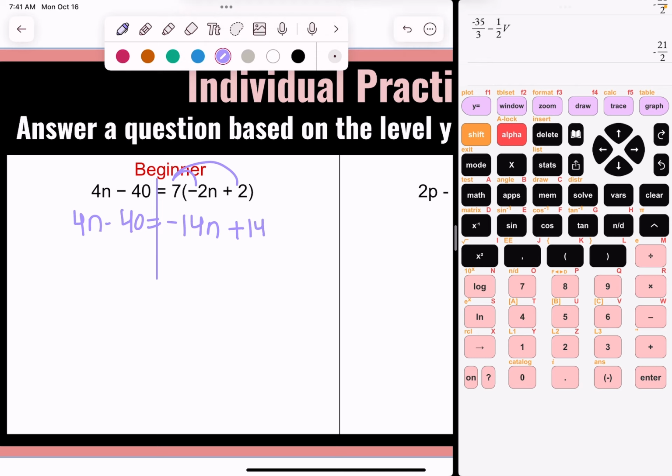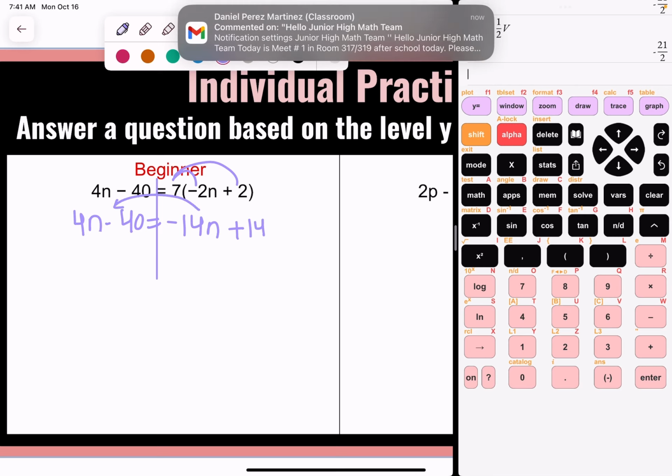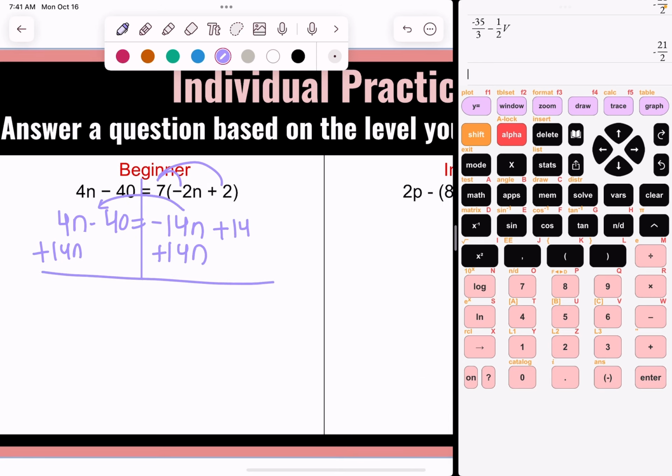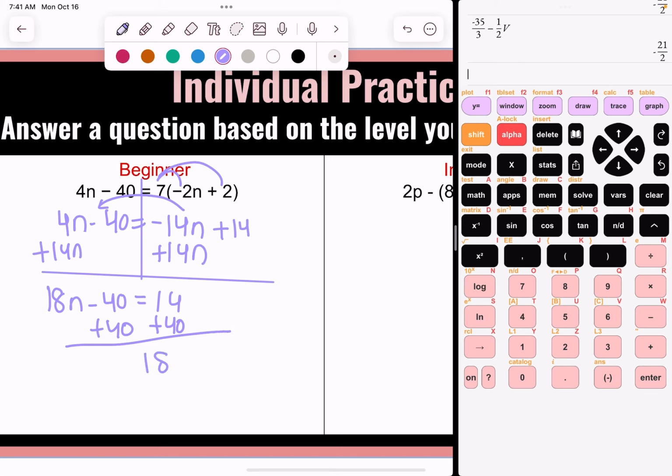Now we want n only on the left side, so we are going to bring that negative 14 over. To do that, we are going to add 14n to both sides. Then we get 18n minus 40 equals 14. Now let's add 40 to both sides. And we get 18n equals 54. Divided by 18, we get n equals 3.